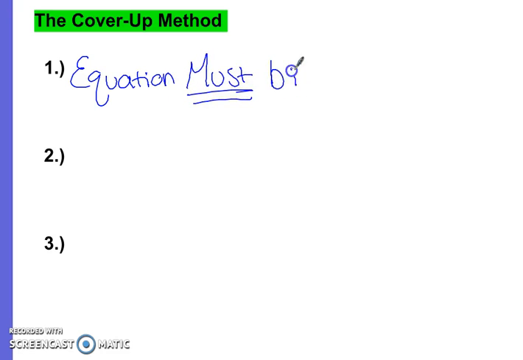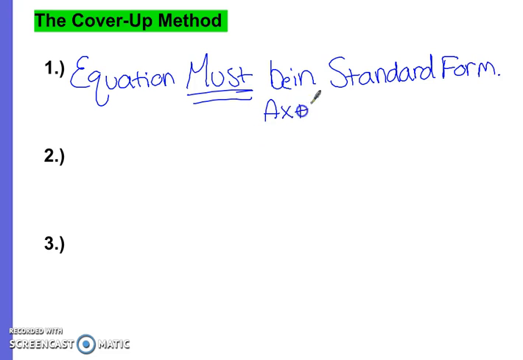Okay, now that you've learned about x and y intercepts, let me show you a little easier way. This is something I like to call the cover-up method. To do the cover-up method, there's 3 easy steps. The first step is your equation must be in standard form. So that's your ax plus by equals c.